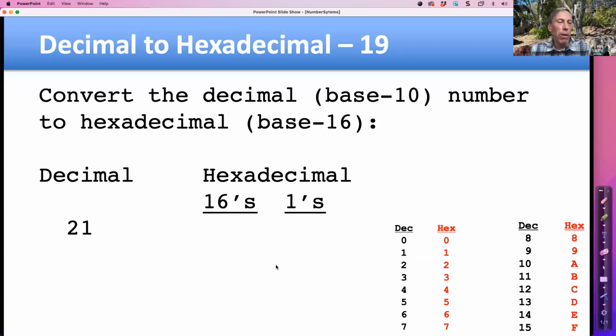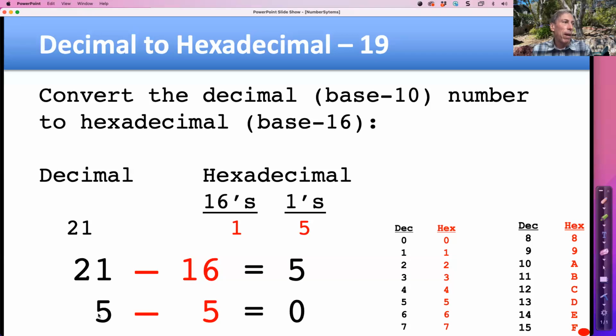Okay, what if I owe you $21? Can I give you any $16 bills? Oh, I can, huh? I can give you one $16 bill. Now, how much do I owe you if I give you one $16 bill? Well, let's subtract that. I owed you $21. I gave you a $16 bill. I now owe you $5. Okay, and I can give you 5 ones. I owe you 5. I give you 5 ones. Now I don't owe you any more money.